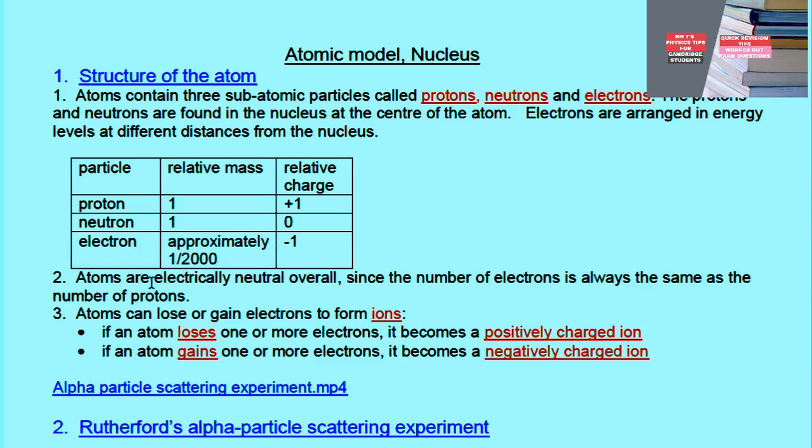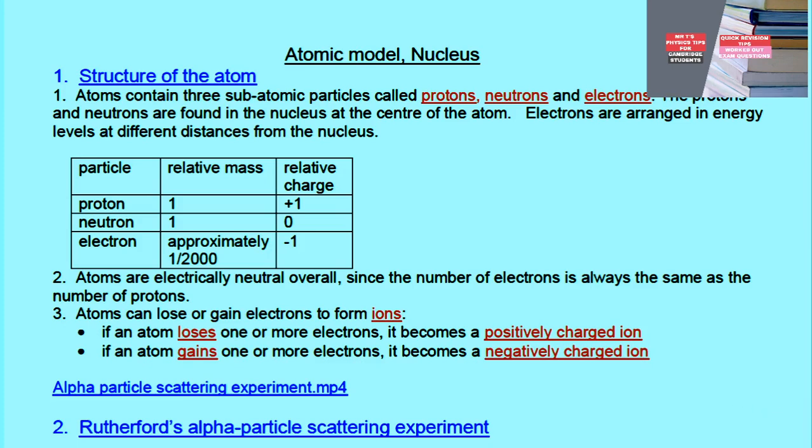Atoms are electrically neutral overall, since the number of electrons is always the same as the number of protons. Atoms can lose or gain electrons to form ions. If an atom loses 1 or more electrons, it becomes a positively charged ion. On the other hand, if an atom gains 1 or more electrons, it becomes a negatively charged ion.